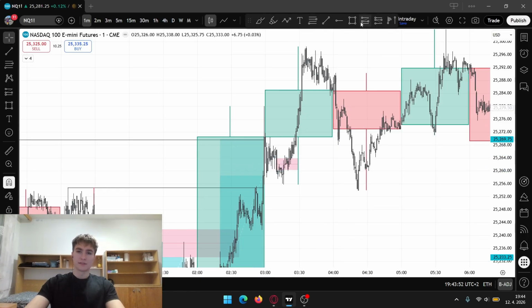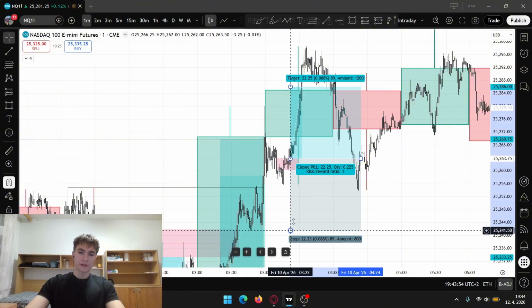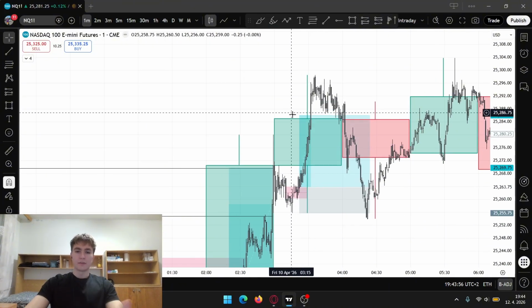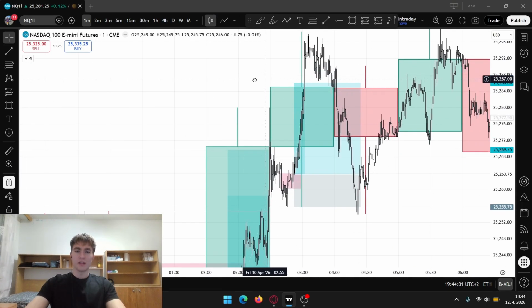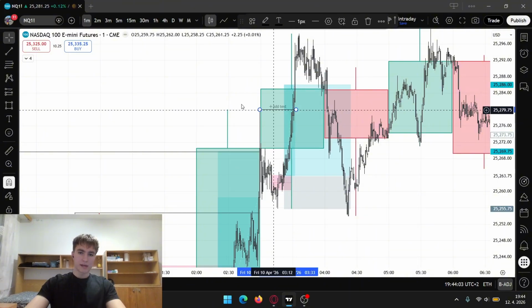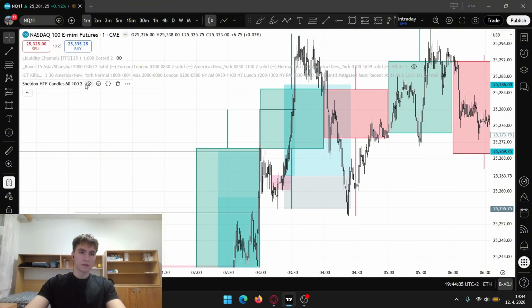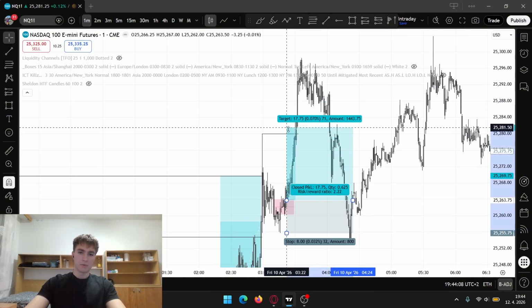We could take this as an entry model, retap of the fair value gap, stop loss below the low, and take profit. Maybe we do not have a clear target, so that would be quite a price discovery. So we could set it on this high. If I turn off this indicator, you can see it clearly, like this high maybe.